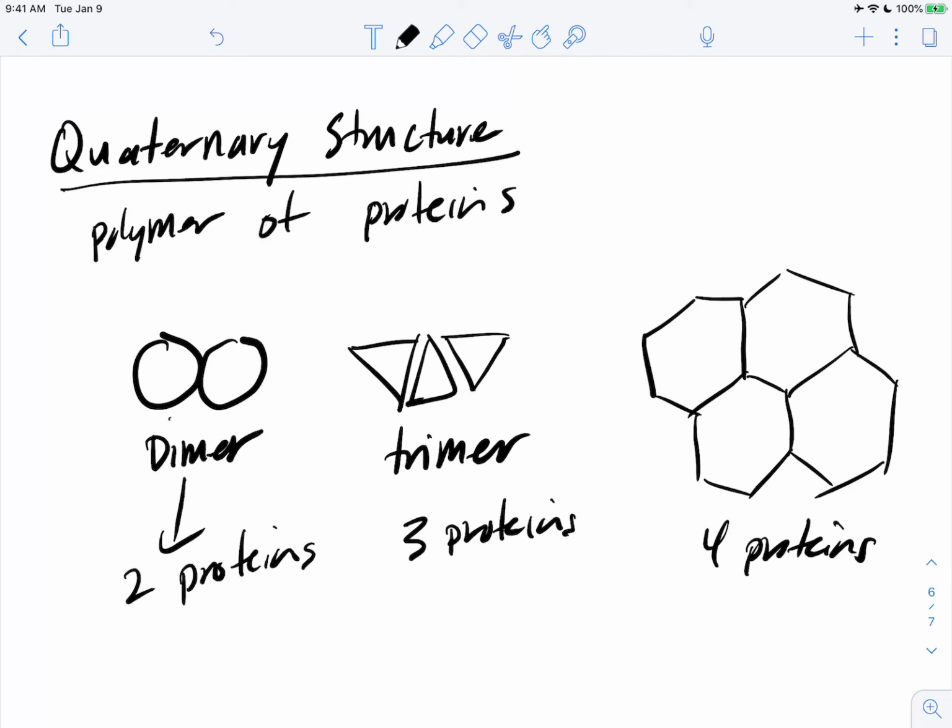And so I will go and show you what this looks like in 3 dimensions. There are modeling programs where we can get these structures, so I'll show you what that actually looks like.